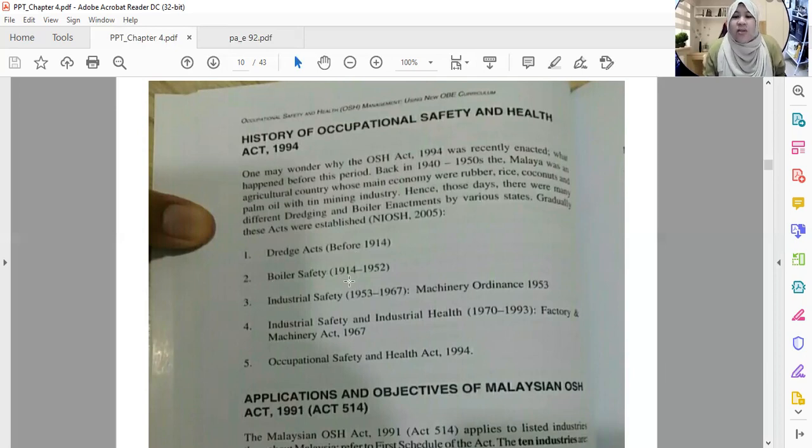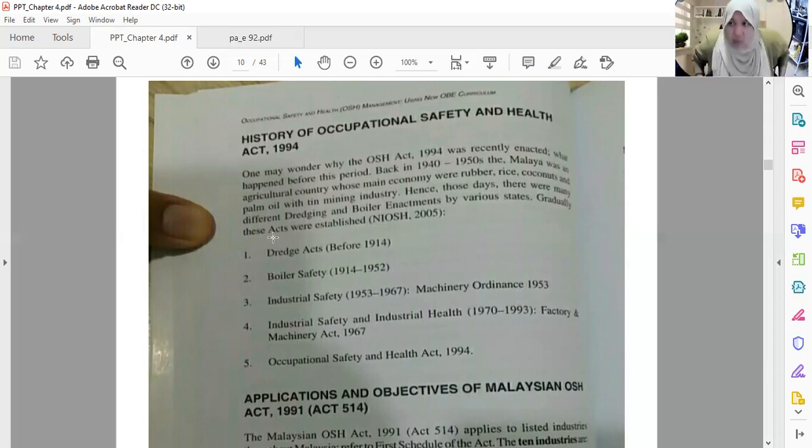And then they have boiler safety 1914 up to 1952. This one already in World War II. Okay, and then industry safety 1953 up to 1967, machinery ordinance, and industry safety and industry health. This is, I told you, in 1970s, whereby they already started in United States on this OSH actually. Okay, and in here is derived at 1994. Factory and Machinery Act 1967, and the last one is what we already have in our country, Occupational Safety and Health 1994.